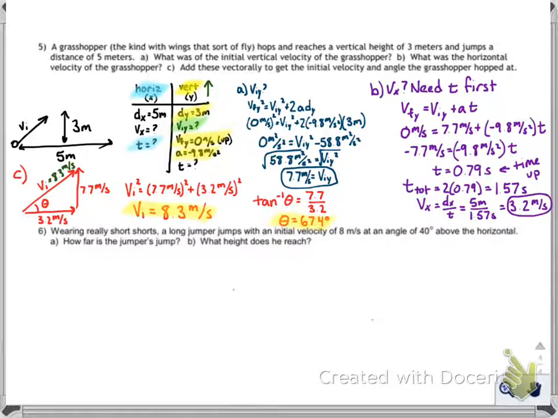hold on a second here. Alright, I was working a little too fast there. It's just the tangent, not the inverse tangent there. So it's the tangent of theta is equal to 7.7 over 3.2.